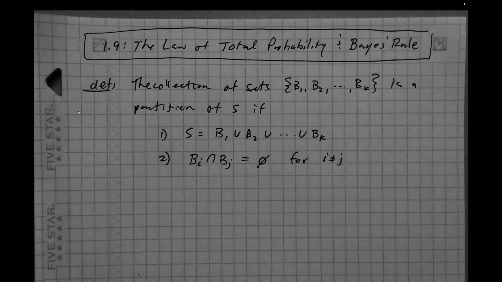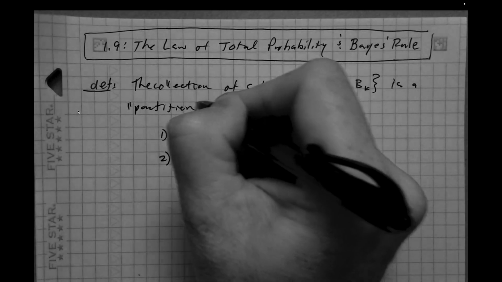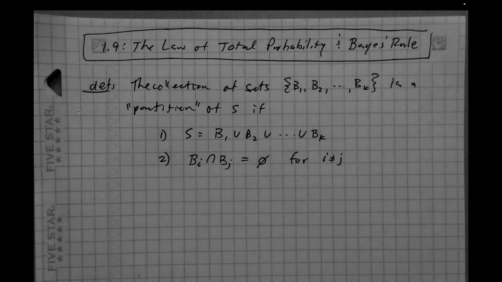And so this is what we mean by a partition. Basically, it's just a collection of subsets of a space which, taken together, the union of them, is equal to the entirety of the space. And the intersection of any two subsets is empty, so they are disjoint. So B1 through BK are disjoint sets that collectively exhaust the space S.